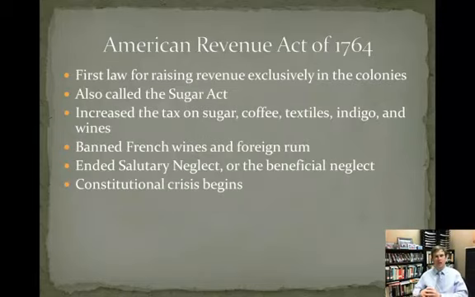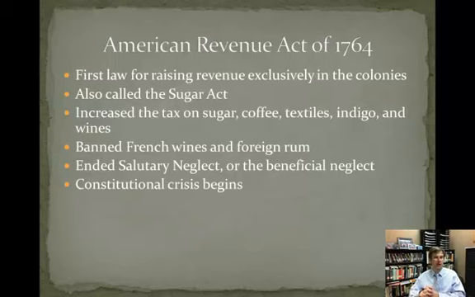Now, the first law for raising revenue exclusively in the colonies was passed in 1764. It was called the American Revenue Act, also called the Sugar Act. This increased the tax on sugar, coffee, textiles, indigo, and wines. It banned French wines and foreign rum. And this is the first time the British had done this in a long time. So this really ended salutary neglect, or the beneficial neglect of the colonies.